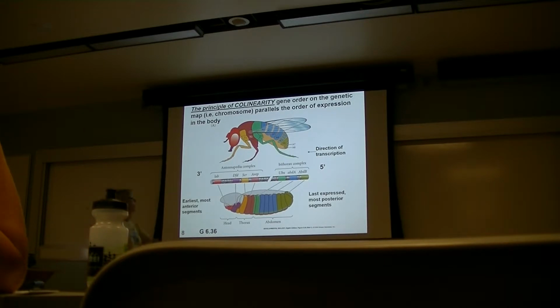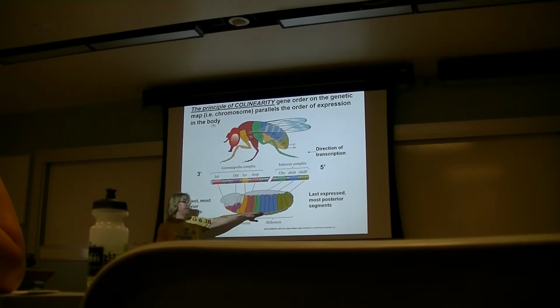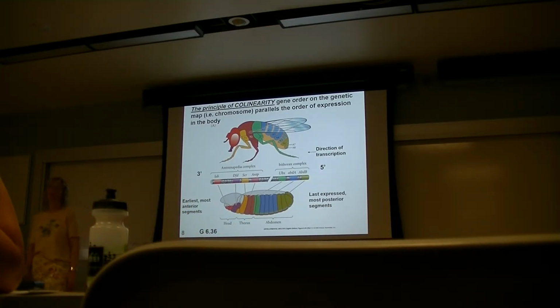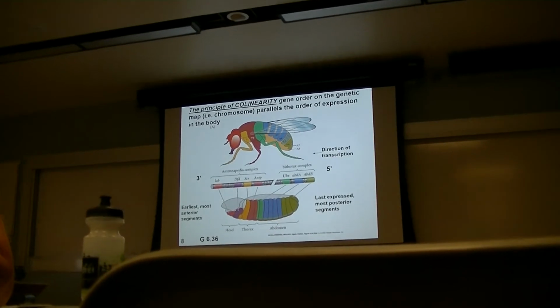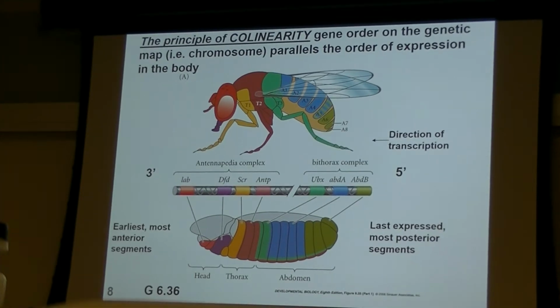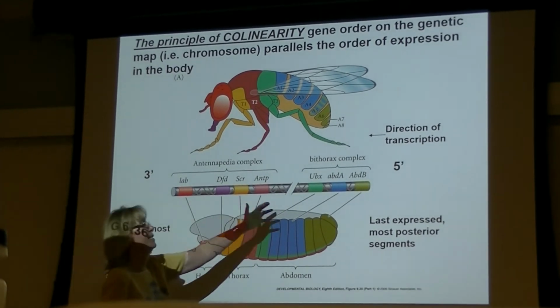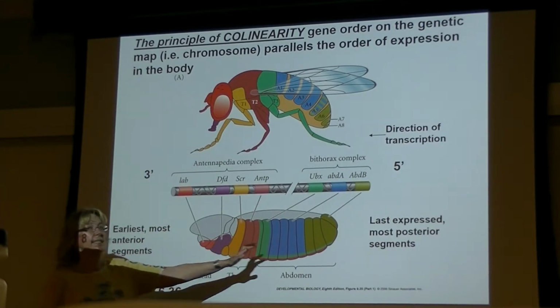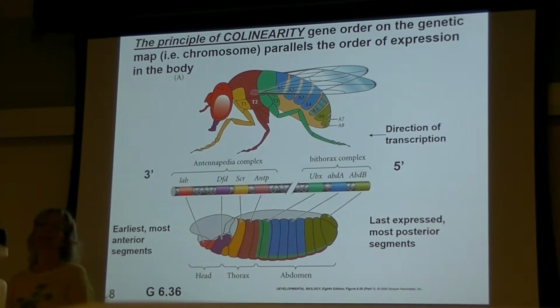So the red region here is going to correspond to the head, and then down here blue and dark green correspond to more of the thorax and abdomen. This principle is called collinearity because there's this correlation between the order in the genome, the region where it's expressed, and then each of these regions develops into a unique portion of body identity.